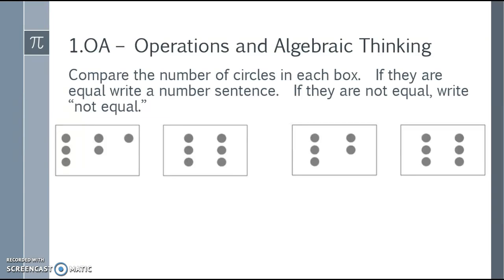Let's compare the number of circles in each box. If they are equal, write a number sentence. If they are not equal, write not equal.